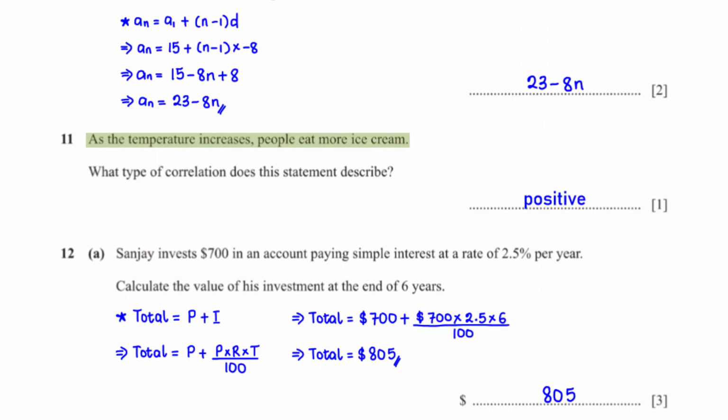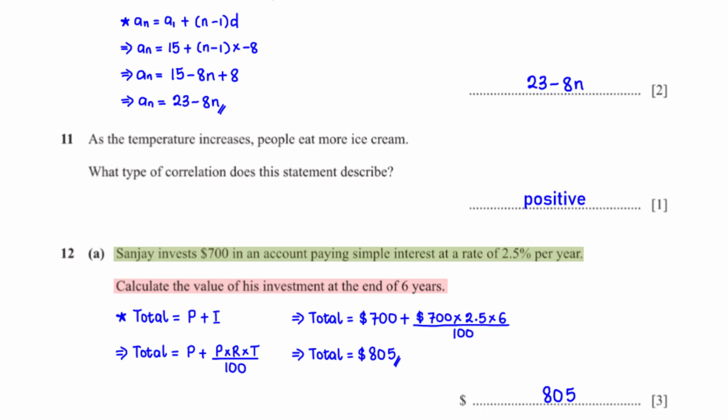As the temperature increases, people eat more ice cream. What type of correlation does this statement describe? Since the amount of ice cream people eat increases as the temperature increases, then we can say the correlation is positive.